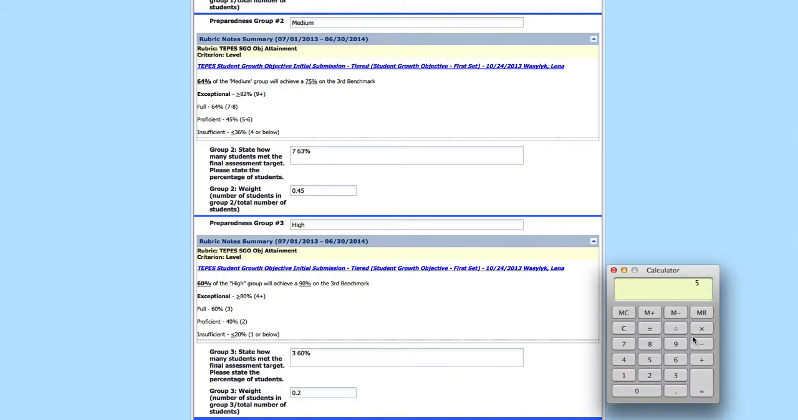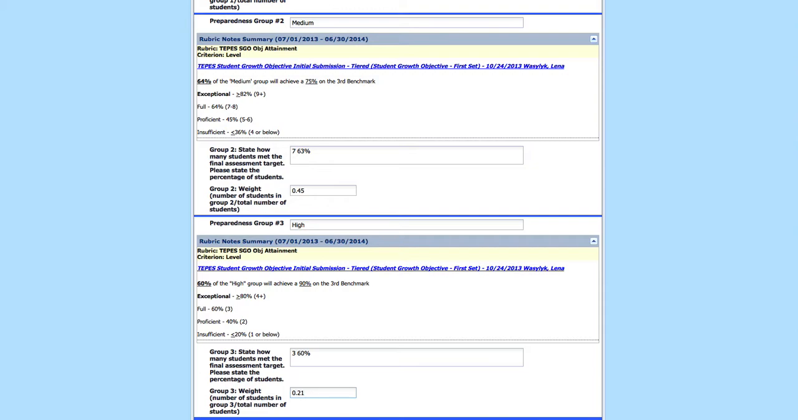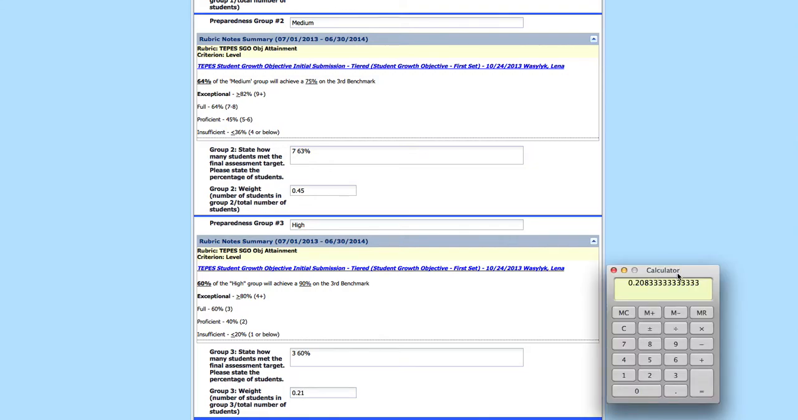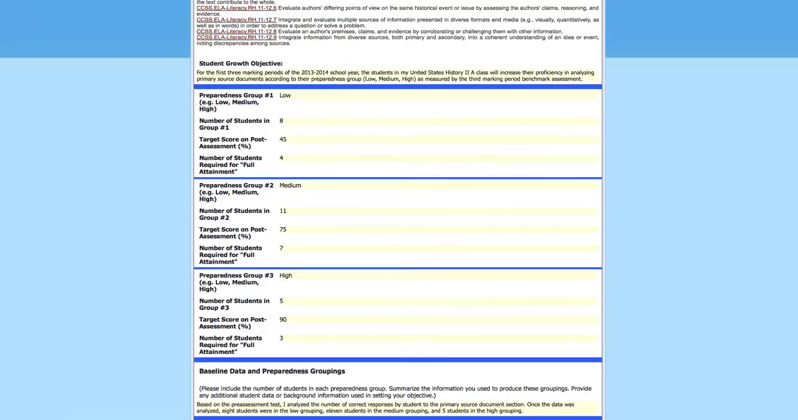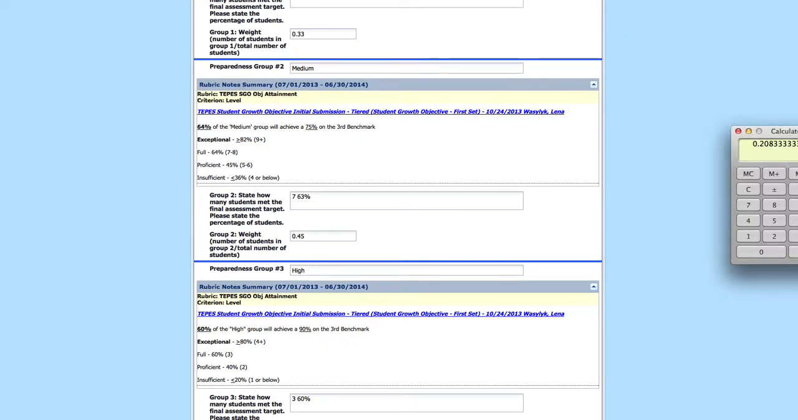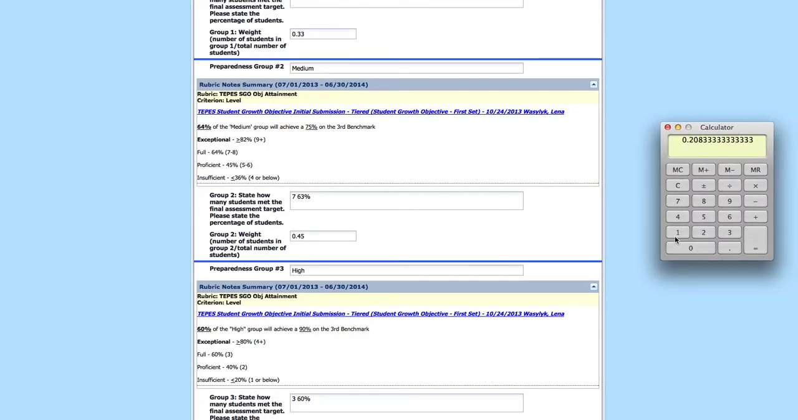So 5 divided by 24, 0.208, so we'll make this 0.21. And then I think we can probably round up here. This medium group had, let's see, 11 total students. So if we said 11 divided by 24 should be 0.46.